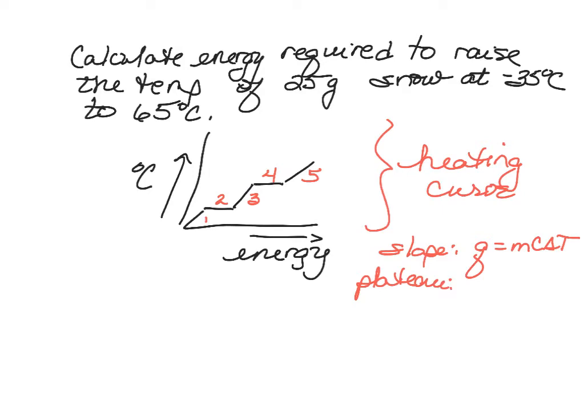Since there's no temperature change in the plateaus, it needs a different formula, and that was quantity times the delta H of either melting or vaporization. So anyway, the question we had in GoFormative, and these are kind of tricky to do until you've done a few for practice, asked to calculate the total energy required to raise the temperature of 25 grams of snow, which is just basically frozen water, starting at minus 35 degrees Celsius all the way up to 65.